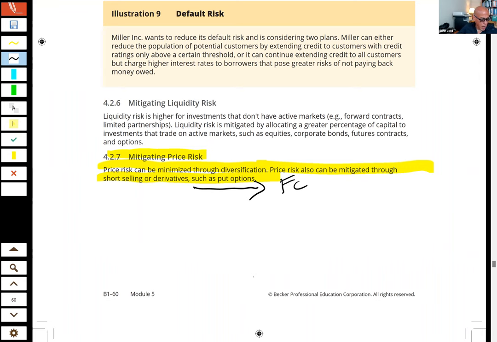So I go ahead and buy the stock at a certain amount, $100, whatever it is. And then if the price drops to $70, I can protect myself against this price risk with a put option, which requires you to buy that stock from me for $100. So I'm cushioning myself against a potential market decline. That's a put option.